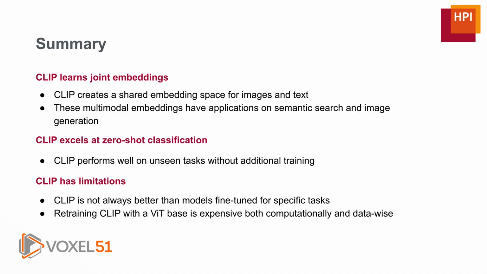So to wrap up this video, we saw that CLIP learns joint embeddings. It creates a shared embedding space for images and text, and that these multimodal embeddings have applications in semantic search and image generation. We saw that CLIP excels at something called zero-shot classification. That means that it performs well on new unseen tasks without additional training.